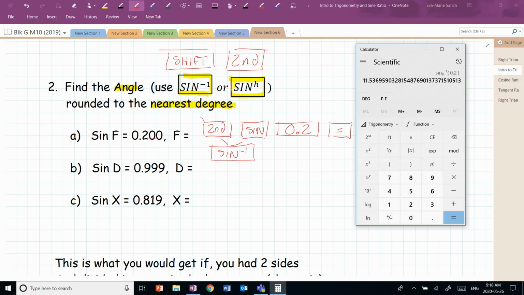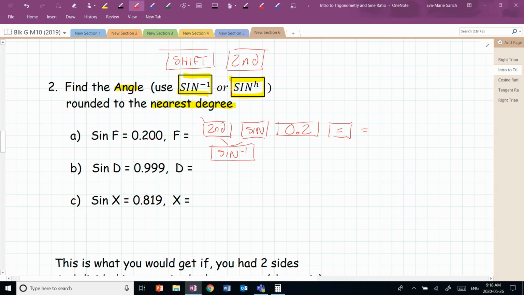11.5369 something, okay? Now, remember, we're rounding to the nearest degree, so we only have to look at the first decimal place. So this is going to give us 11.5, and then it's going to repeat on. And I am going to cut it off at the nearest degree. Now, in this case, this is a 5 or higher, so we're going to add 1. And this is then going to round to 12, and the units for this is degrees. That little circle means degrees. Okay?